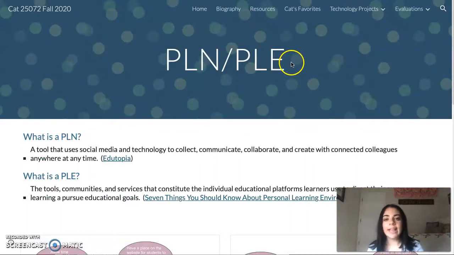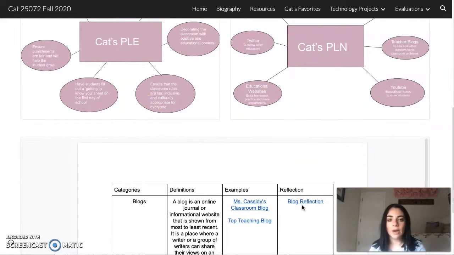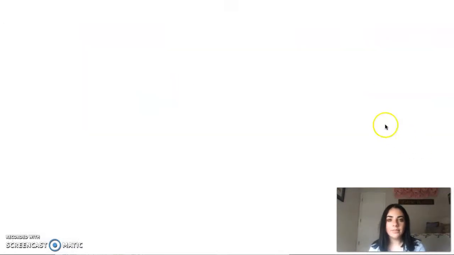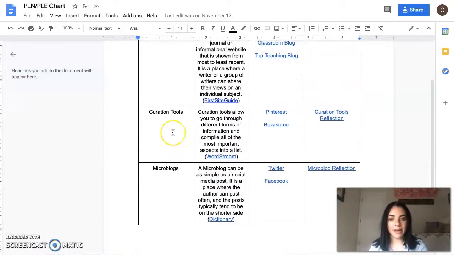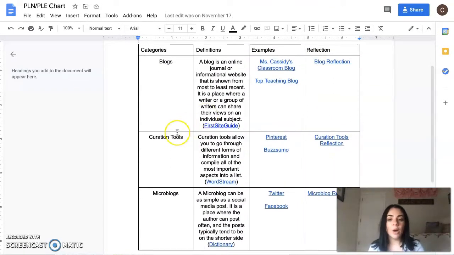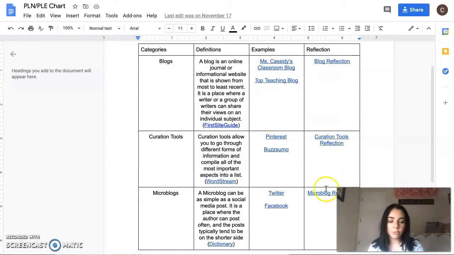For my PLN/PLE page, I first defined what a PLN and a PLE is. I also made sure to cite my resources. I then included my own personal webs for how I would incorporate these ideas in my own website. I then made a chart where I discussed blogs, curation tools, and microblogs. I defined what each of them was, cited my sources, and then I included links to examples of each, and I have my own personal reflections of what I think of each one.